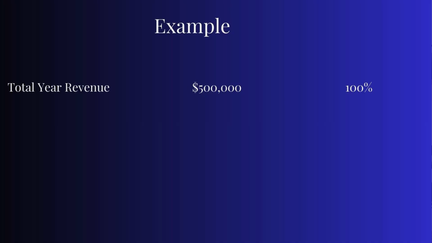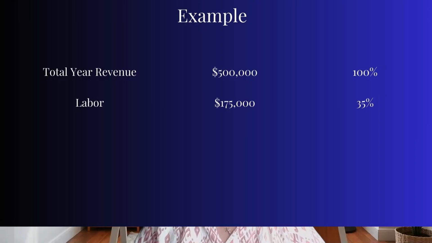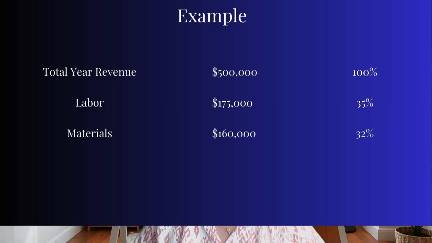Let's put it into practice. Say your annual revenue is $500,000. Your labor was $175,000. So 175 divided by 500,000 is 35%. That's right at the top of the range. Materials were 160,000. So 160 divided by 500,000 is 32%. Well, that's too high. Together, labor and materials are taking nearly 70% of revenue.